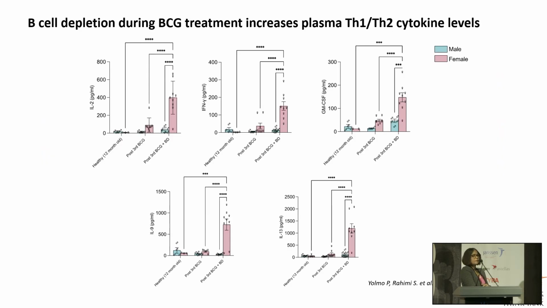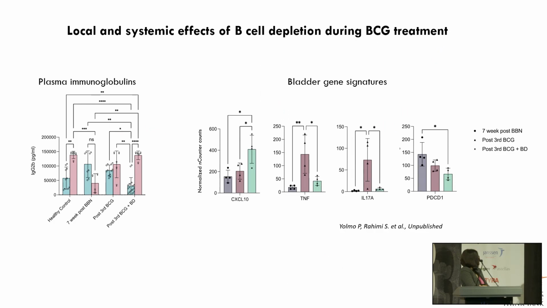We also measured the plasma cytokines from depleted male and female mice that were subjected to BCG treatment, and what we found was very interesting. Both Th1 and Th2 cytokine levels were significantly increased in female mice that underwent B-cell depletion during BCG treatment. For example, IL-2, interferon gamma, GM-CSF, Th1 cytokines, and IL-9, IL-13 as the Th2 cytokines. So that was kind of a favorable outcome.